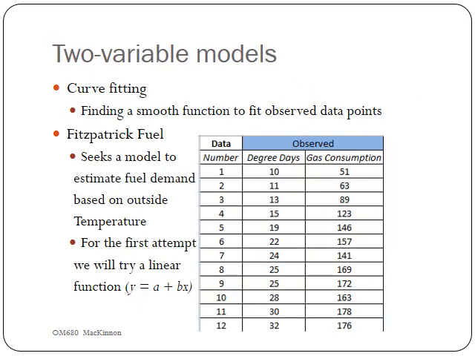So, two variable models. This is known as curve fitting, all right? And what we want to do is find a smooth function that fits the observed data points. Some of you have probably done this when doing some statistical analysis or regression. We have this data, it lays itself out in a certain pattern, and what we try to do is find a function that best fits the observed data points because that allows us to predict future data points.